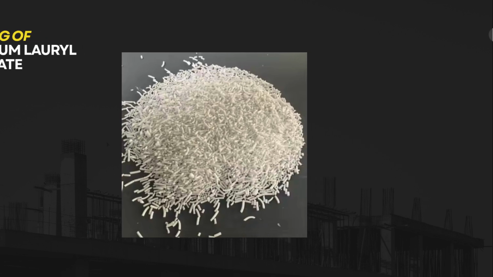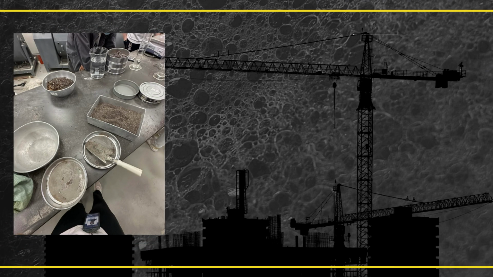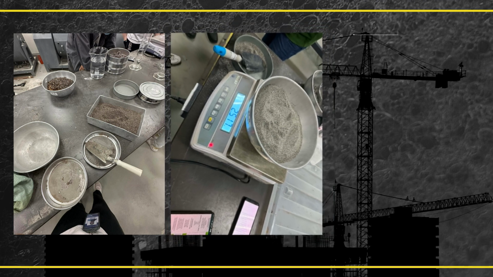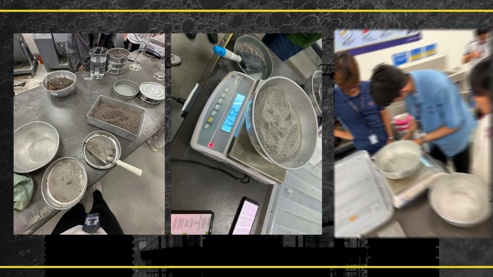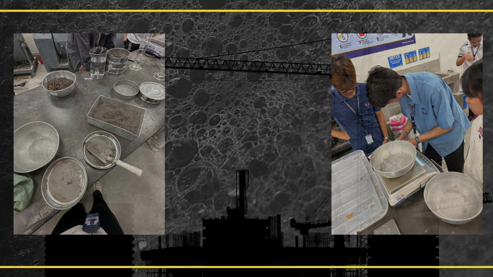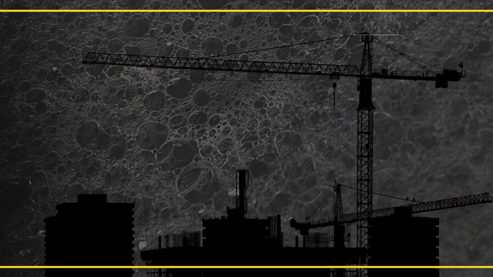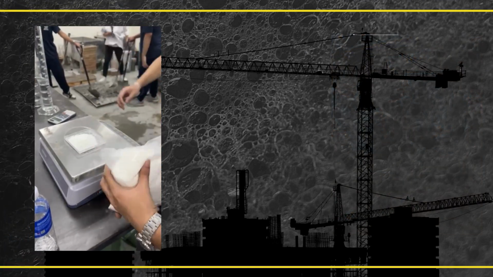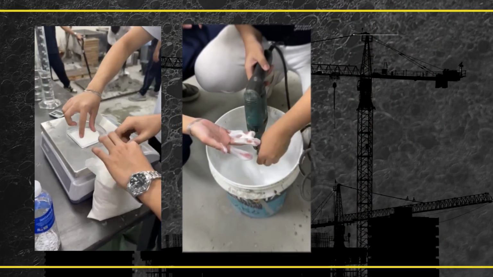Once the materials were prepared, we proceeded with the dry mixing stage. Cement and sand were thoroughly blended to ensure uniform consistency before the introduction of foam. Next is the preparation of the foam. The SLS solution was mixed with water and then aerated using a hand drill fitted with a mixing adapter.